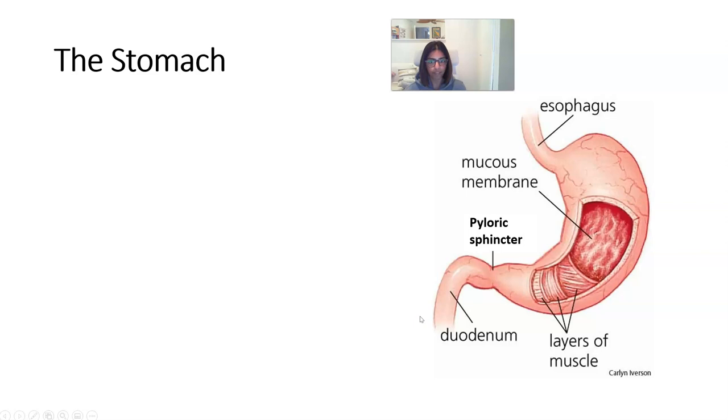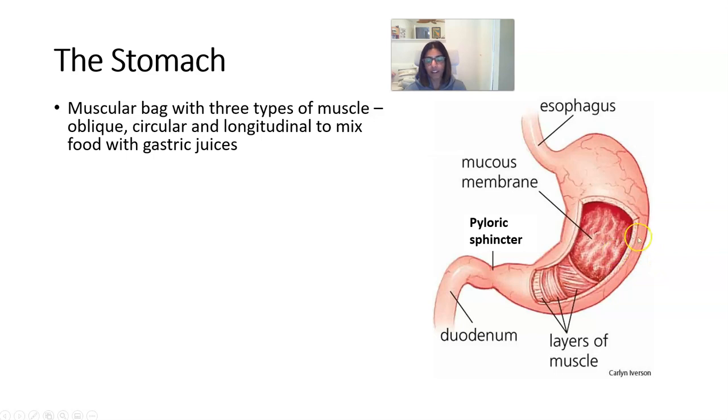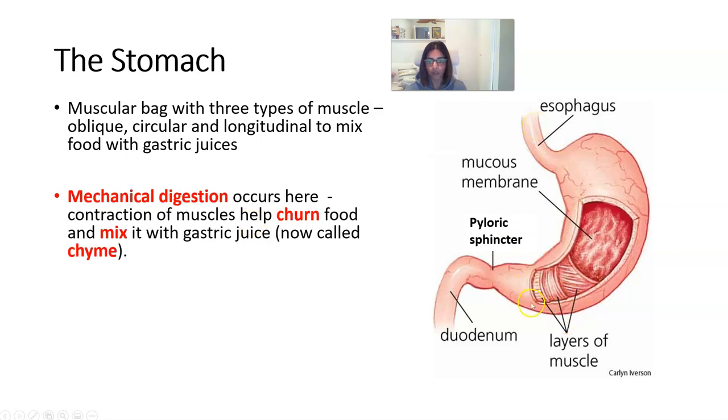Now, when we look at the stomach itself, it is just a muscular bag. It's not that large, but the size of your fist, and it fills up with food quite easily, but because it is a muscle, it can stretch. There are 3 types of muscle as opposed to the 2 that we found in the esophagus. We have got longitudinal muscles that go up and down the way. We've got circular muscles which go round, and we have transverse muscles which go diagonally across.